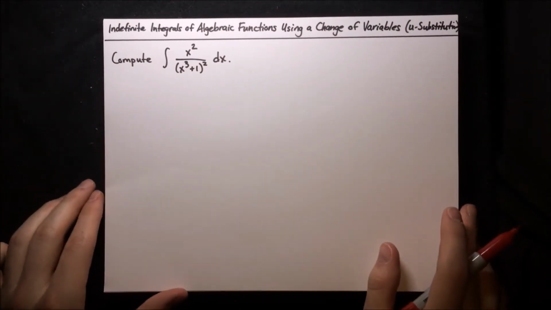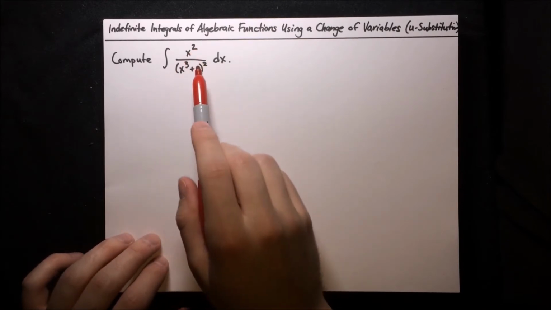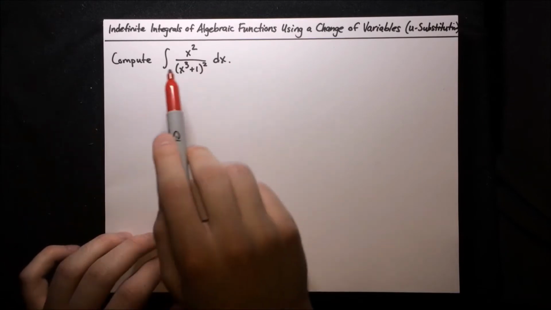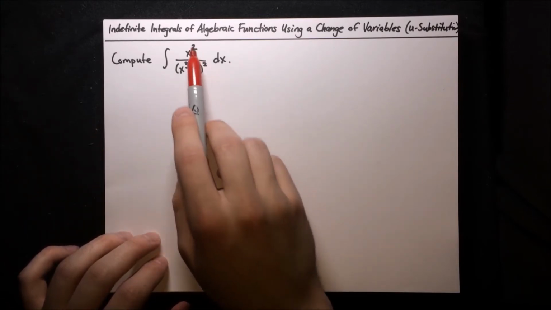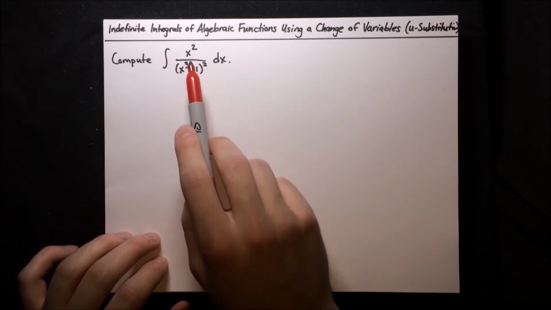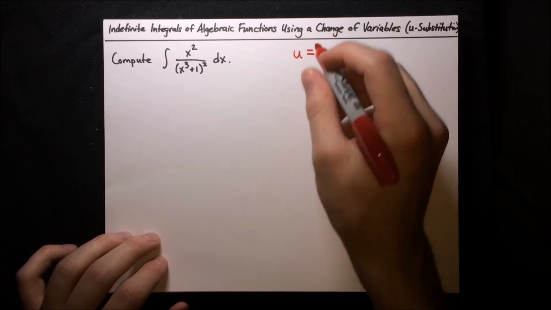Alright, here's another problem. So now we want to compute the integral of x squared over the quantity x cubed plus 1 squared. Again, this is a pretty tough integral as is. This is a rational function, and rational functions are notoriously hard to integrate as is, but we can make a u substitution to make this problem easier.